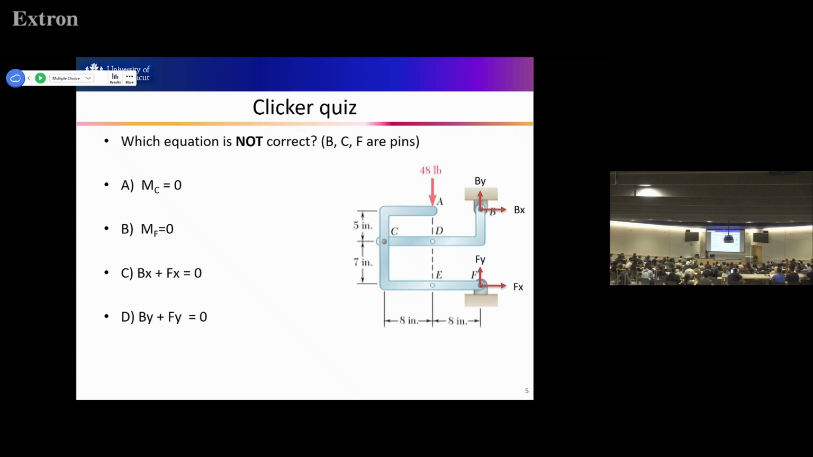And then Bx is this, Fx is this, so the sum of Fx equals 0, right? So this is correct. And then this is the Fy equation. When we look at this structure, we have By, Fy, and then 48 downward. So D is not correct. To make it correct, we need to add minus 48 here. Then this equation will be correct. Okay, any questions? For machines and frames, you will use the Fx equation, Fy equation, and moment equation.